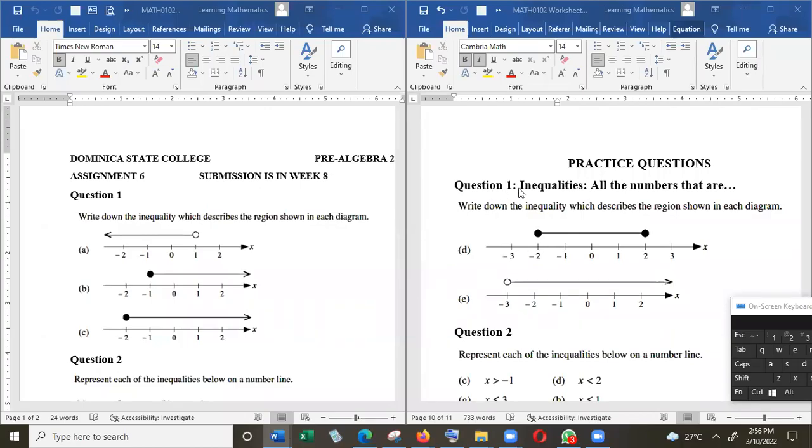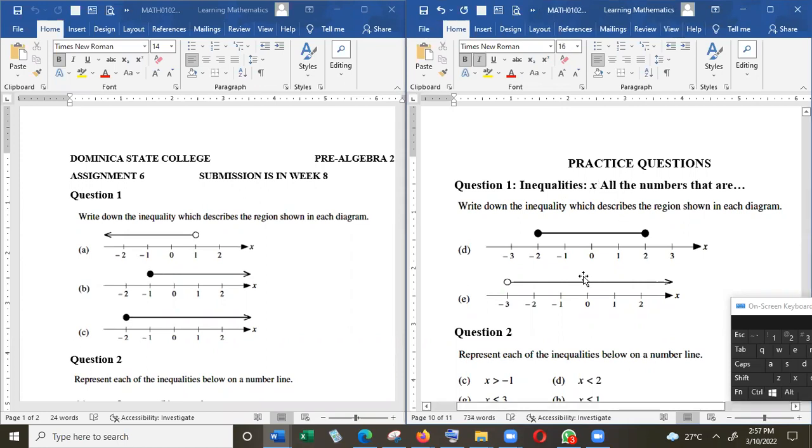So question number 1, which is on inequalities. Anytime you hear inequalities, always say "all the numbers that are." "All the numbers that are" is the wording used for the letter X. Now question number 1, let me put the quotation marks. Whenever you see X here, you can say all the numbers that are. All right, so here's a number line.